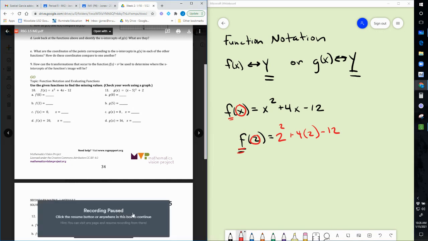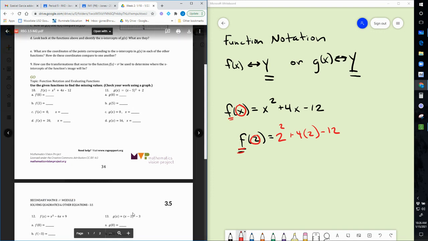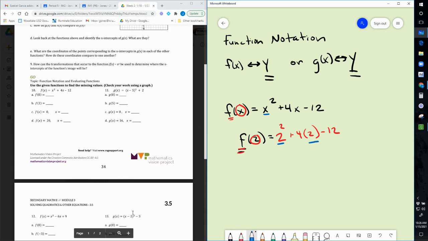Now you can see that this right here was the x, and this right here was the x. So you're just plugging in. Now you're going to solve this, right? So let's go ahead and solve this.